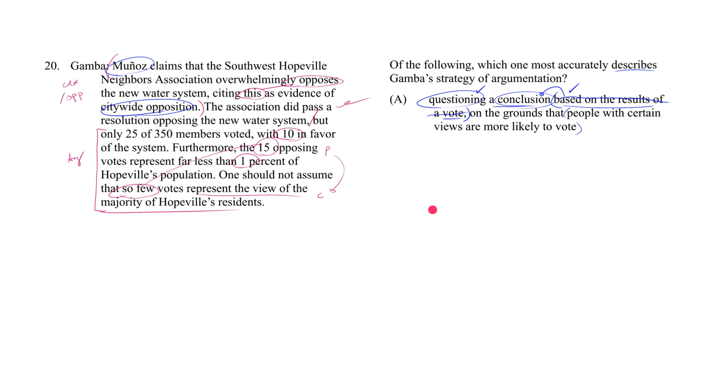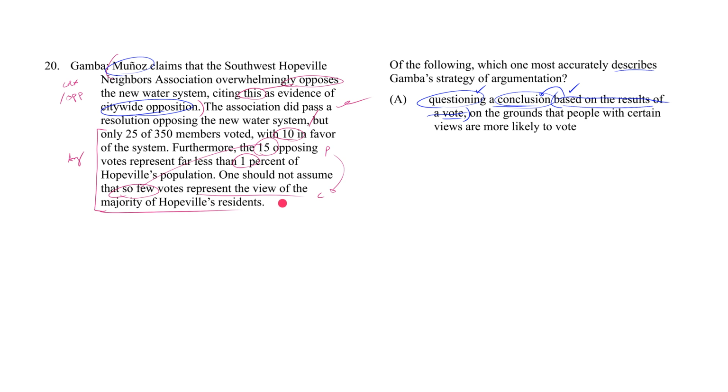She's not saying, Muniz, I'm not so sure I agree with your conclusion because I think you didn't take into account the fact that people with certain views are more likely to vote, and so this is kind of skewed, right? No, none of that. She is simply saying you just have way too few votes. That's all. You actually had 15 people vote no, and you took 15 no votes as representative of the majority of Hopeville's residents, and that's just bad, right?